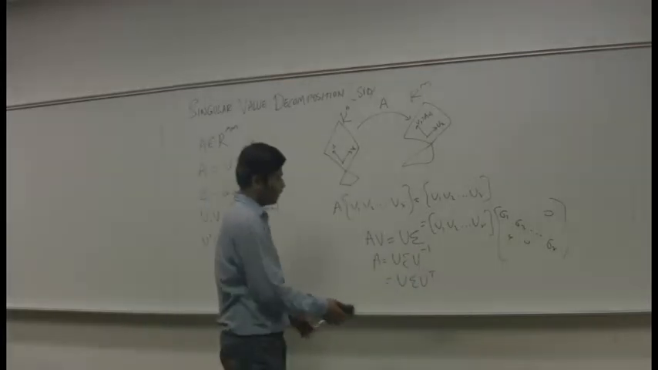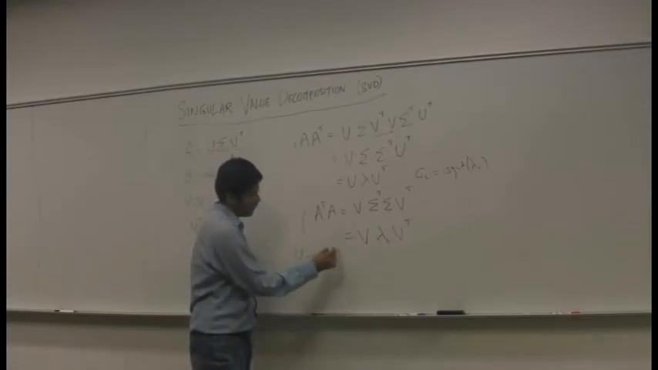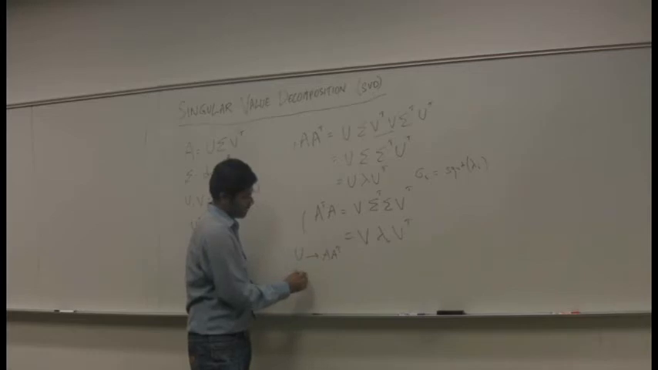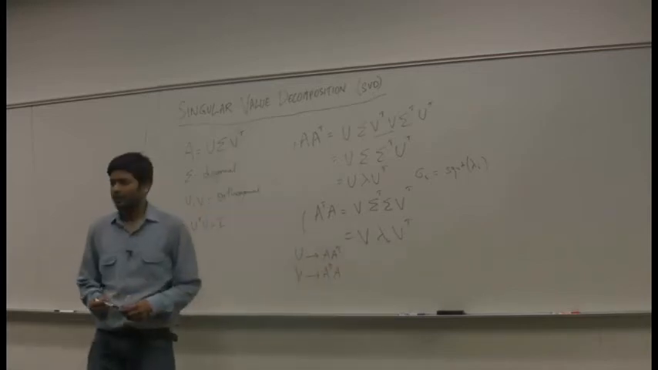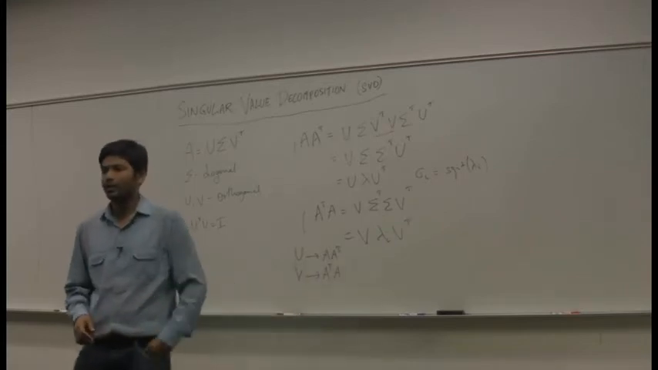Now we'll see how you find U and V. You have U as the eigenvectors of A A transpose, and V has the eigenvectors of A transpose A. That sums up SVD, and we'll look in more detail in today's discussion.